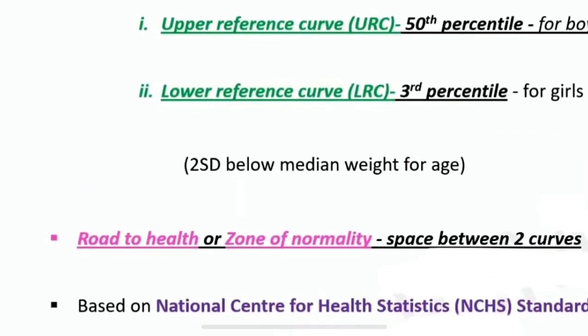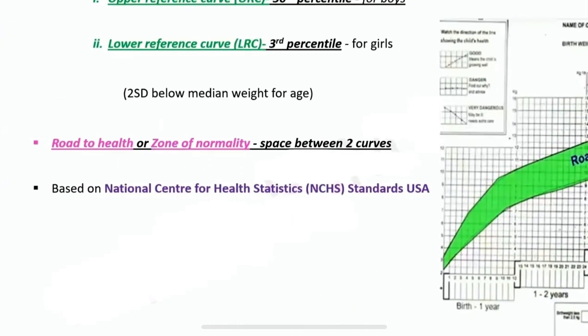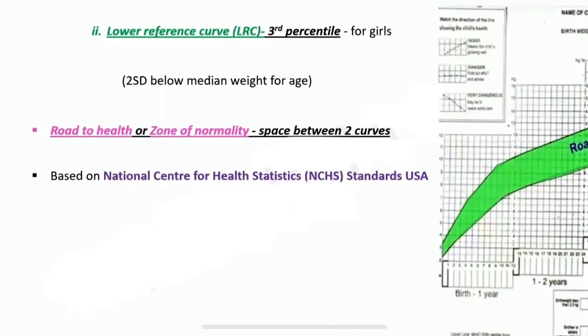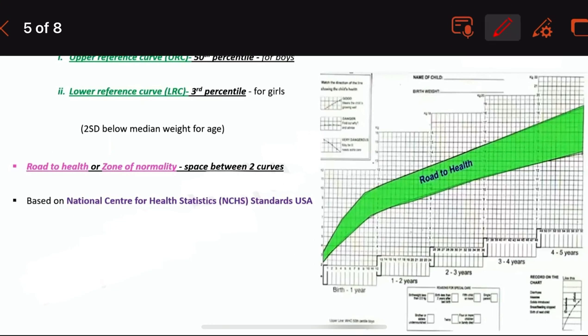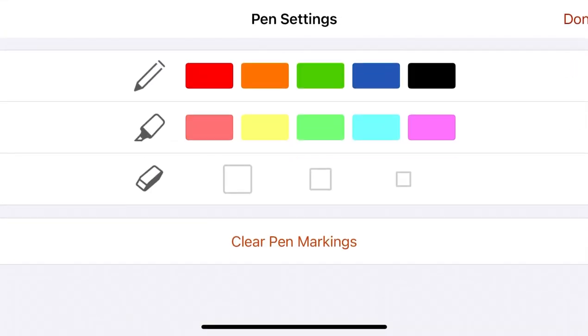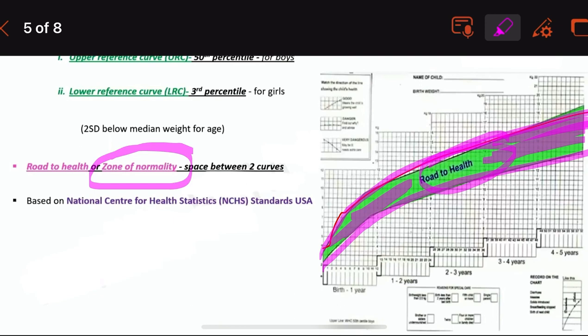Okay guys, we see that -2 SD is below the median weight for age. If it is below this, it is -2 SD. And it is also known as the road to health chart. We know the growth chart is also known as the road to health chart, or zone of normality is the space between the two curves. So we see that the space between the two curves, you can see the two curves here, and the space present in between these two curves, which is the road to health, is the normal zone. Zone of normality is the space between the two curves.